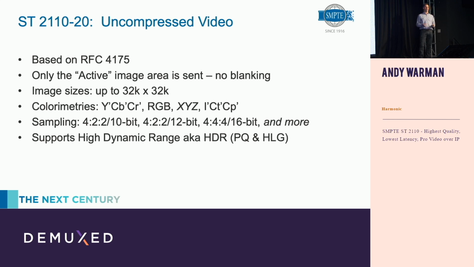It's also got a very large raster, 32K square, all right? Very large. So future-proofing is built in, carries all the colorimetry information, and gets you a lot of flexibility on sampling. Now, most workflows, in broadcast at least, are 422 10-bit, but you have flexibility to go 444 16-bit and beyond. The last thing it does is it also defines the use of high dynamic range as well, so we have flexibility there as well. It's pretty open-ended on the types of HDR we can use, but basically PQ and HLG are sort of the default.